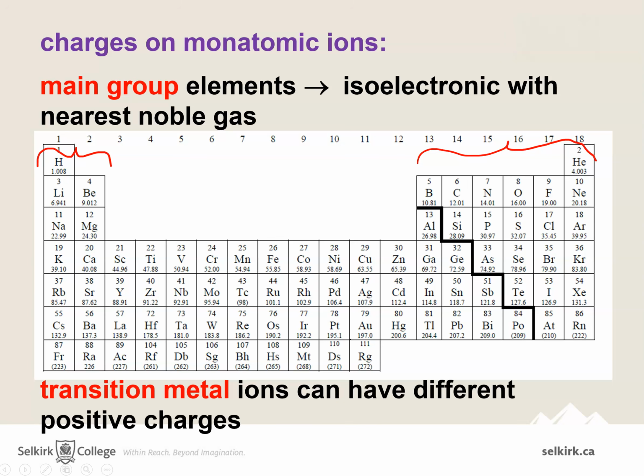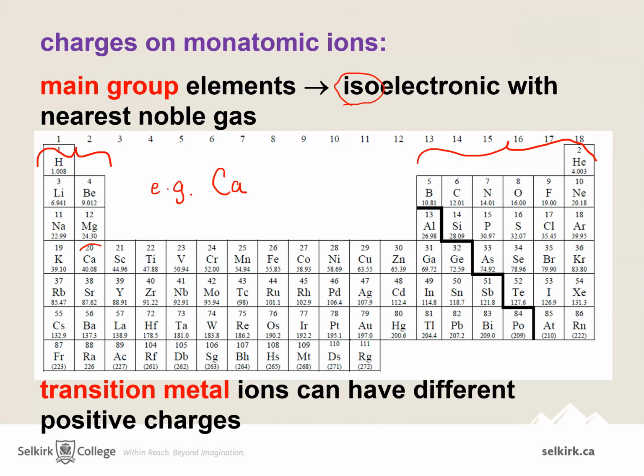Those form charges so that they are isoelectronic with the nearest noble gas. And you scholars of language know what that means. Iso means the same as, so isoelectronic means the same number of electrons as the nearest noble gas. So for the example of calcium, in the compound calcium chloride I just gave you, what is the charge on calcium?